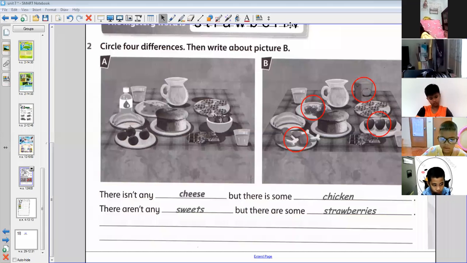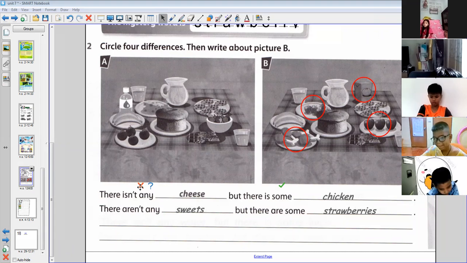Yeah. So if I do this, right? Some is positive, so I'll give it a tick. Any is negative. And any is also used for a question. Do we understand now? I hope that helps a little bit. So we use any if it's not have or a question, but we use some when we say have. Okay.